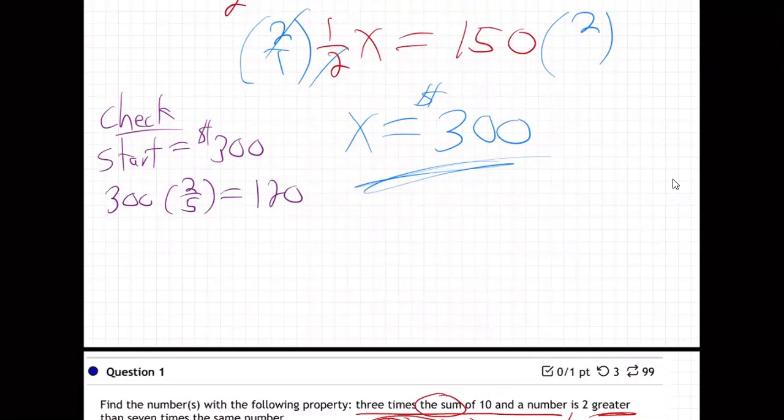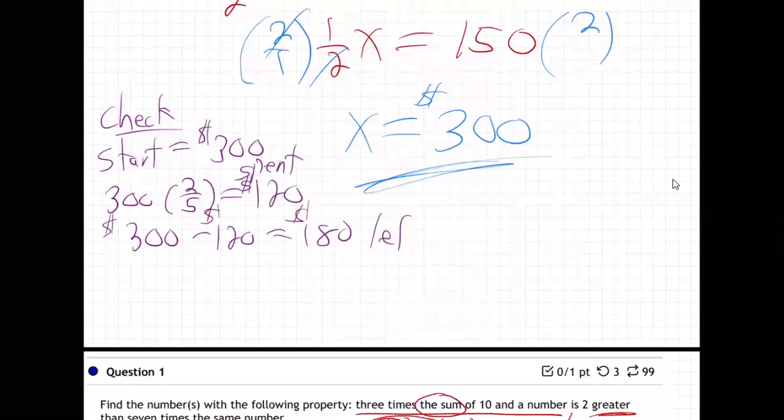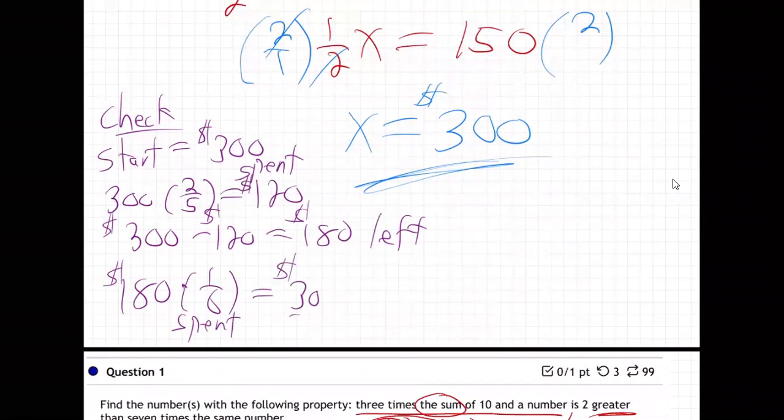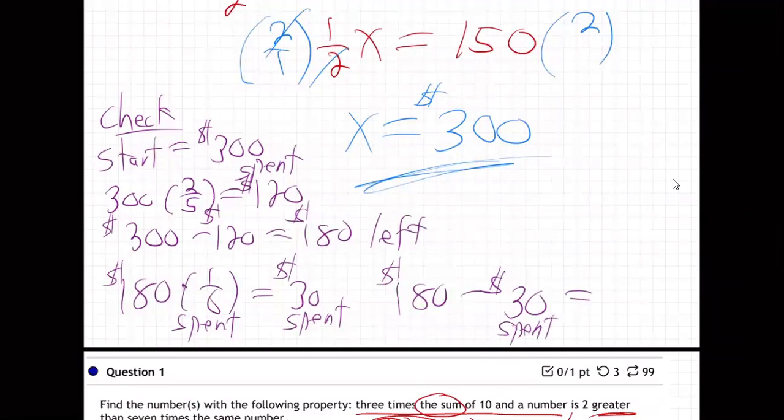So she spent 120. Then you take 300 minus the 120, and that leaves 180. And then you take the 180, and she spent 1/6. That'll be $30 spent. So then 180 minus the $30 spent equals 150 left. And that's true. That's what they told us she had left. Check. It worked. See how that check worked?